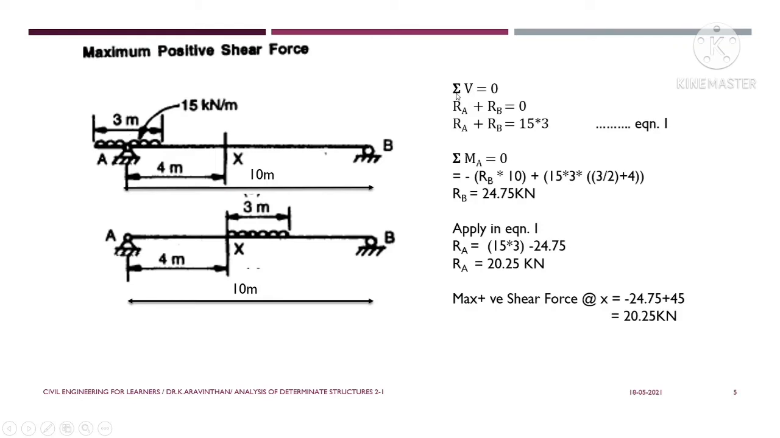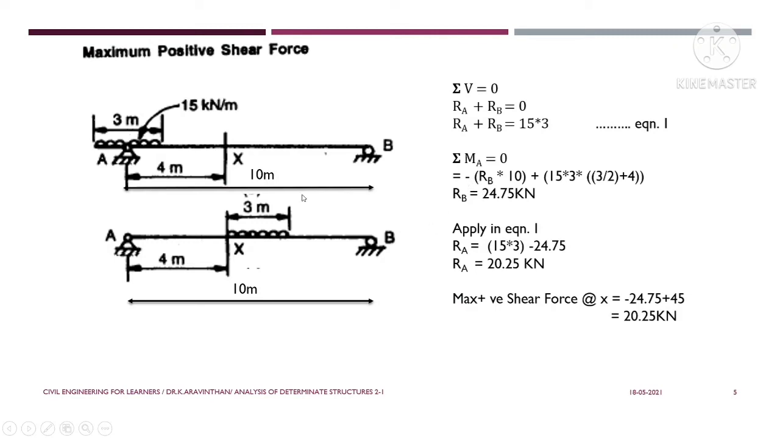To find that reaction, we can use sum of V equal to 0, that is RA plus RB equal to 15 into 3. Upward reactions are RA and RB, written here, and the downward load is 15 into 3. This will be the sum of vertical forces. If you need to find the RA and RB values, take moment at A. RB into distance will be 10. RB into 10 is written here. This is anti-clockwise, hence it is minus.